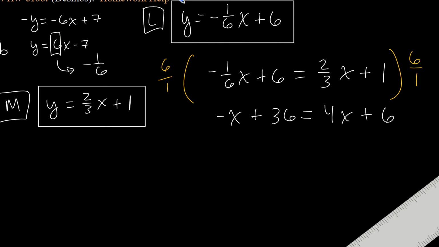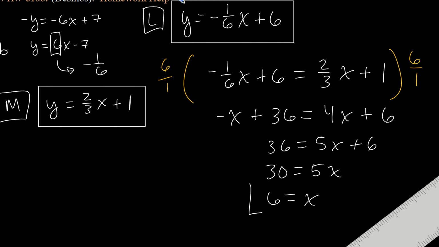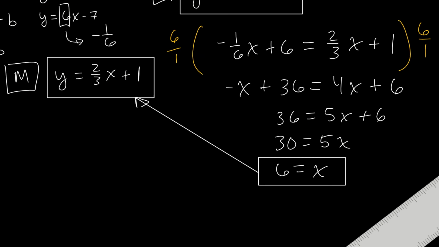I set the y's as equal. Let me add x to each side, so this is 36 is 5x plus 6. Subtract 6 from both sides, so 30 is 5x. Divide by 5, 6 is what x is. And now that I know the value of x, I need to plug in to figure out what y should be. So I'll use this equation: 2/3 times 6. 6 divided by 3 is 2, times 2 is 4, so this is going to be 4 plus 1. So this equation tells me that y should equal the number 5.